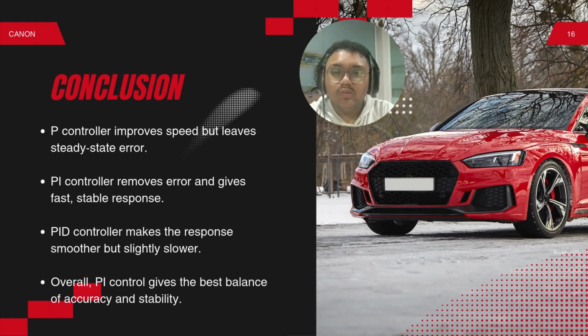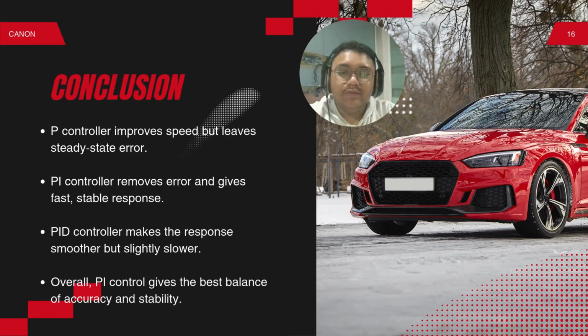Now let's move on to the conclusion. First, the P controller improved the speed of the system response. However, it still leaves a steady state error, meaning the system doesn't fully reach the desired value. Next, the PI controller addresses this weakness. By adding the integral component, it eliminates the steady state error. As a result, the system achieves a fast yet stable response.